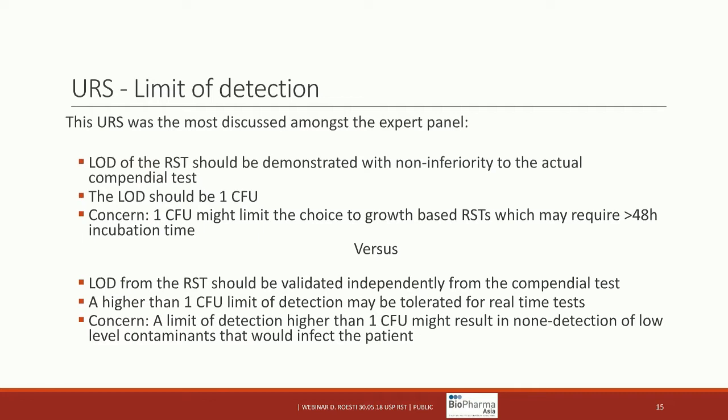On the other hand, some experts were of the opinion that the limit of detection should be validated totally independently of the compendial test, and that a limit higher than one CFU may be tolerated for some real-time tests. The concern here is that if you have a limit of detection higher than one CFU, that might result in non-detection of low-level contaminants that might infect the patient.